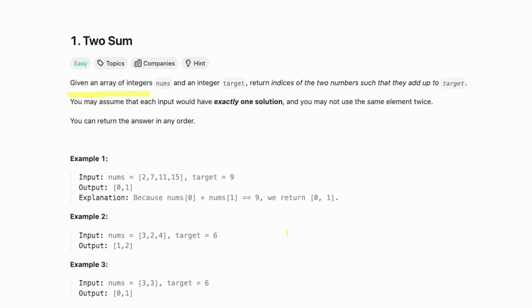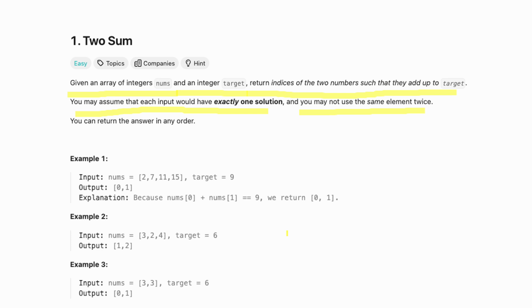Given an array of integer nums and an integer target, return indices of the two numbers such that they add up to the target. You may assume that each input would have exactly one solution. So there will be no such test cases where there will be zero answer or more than one answer. You may not use the same element twice.